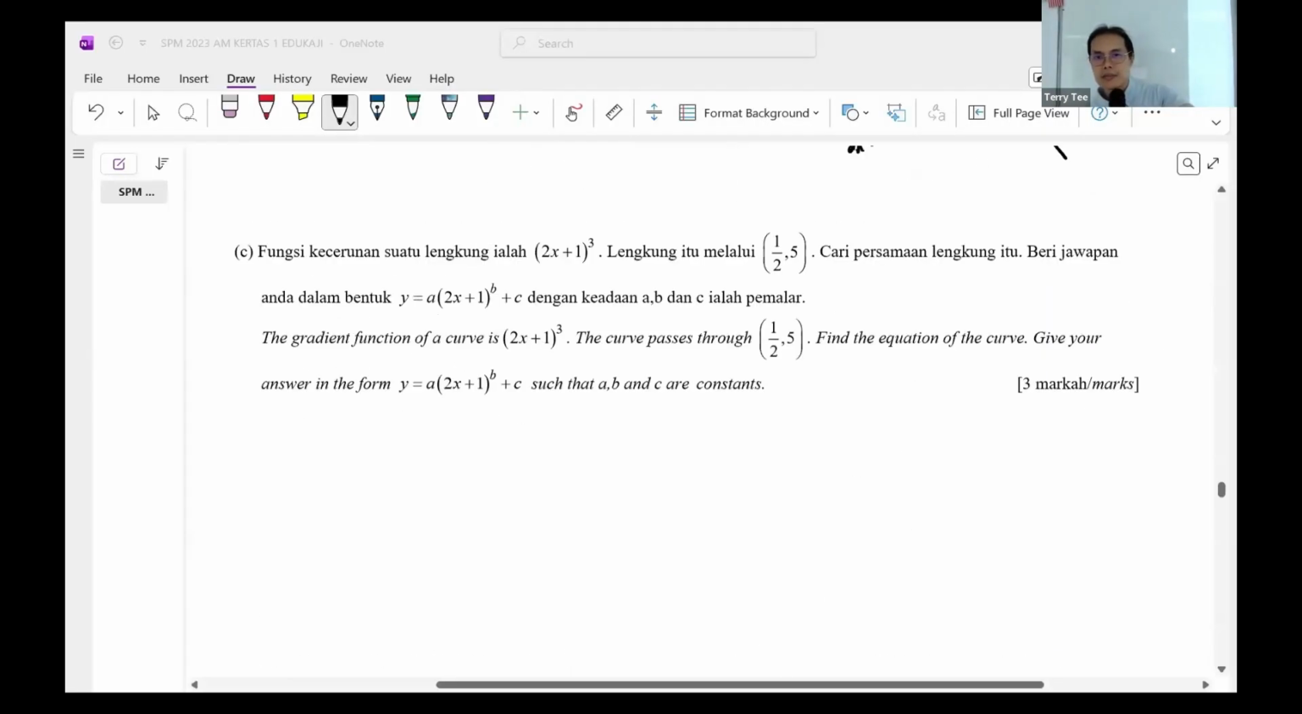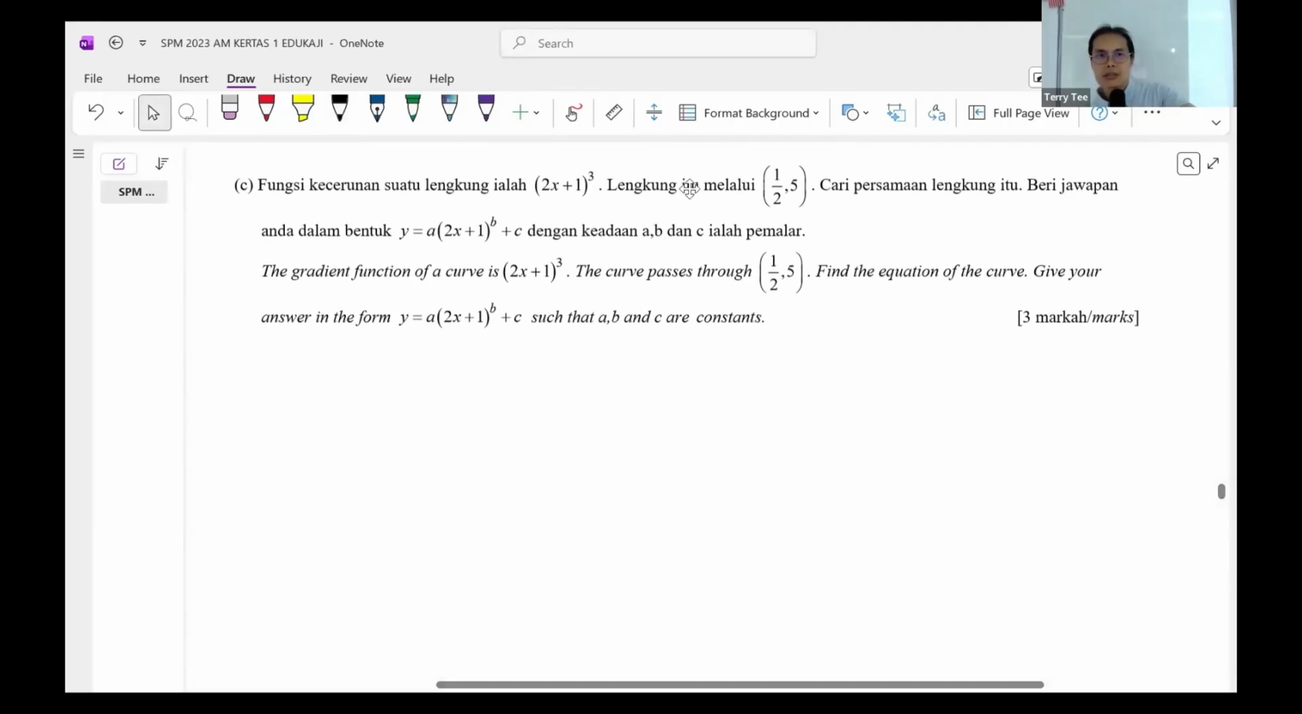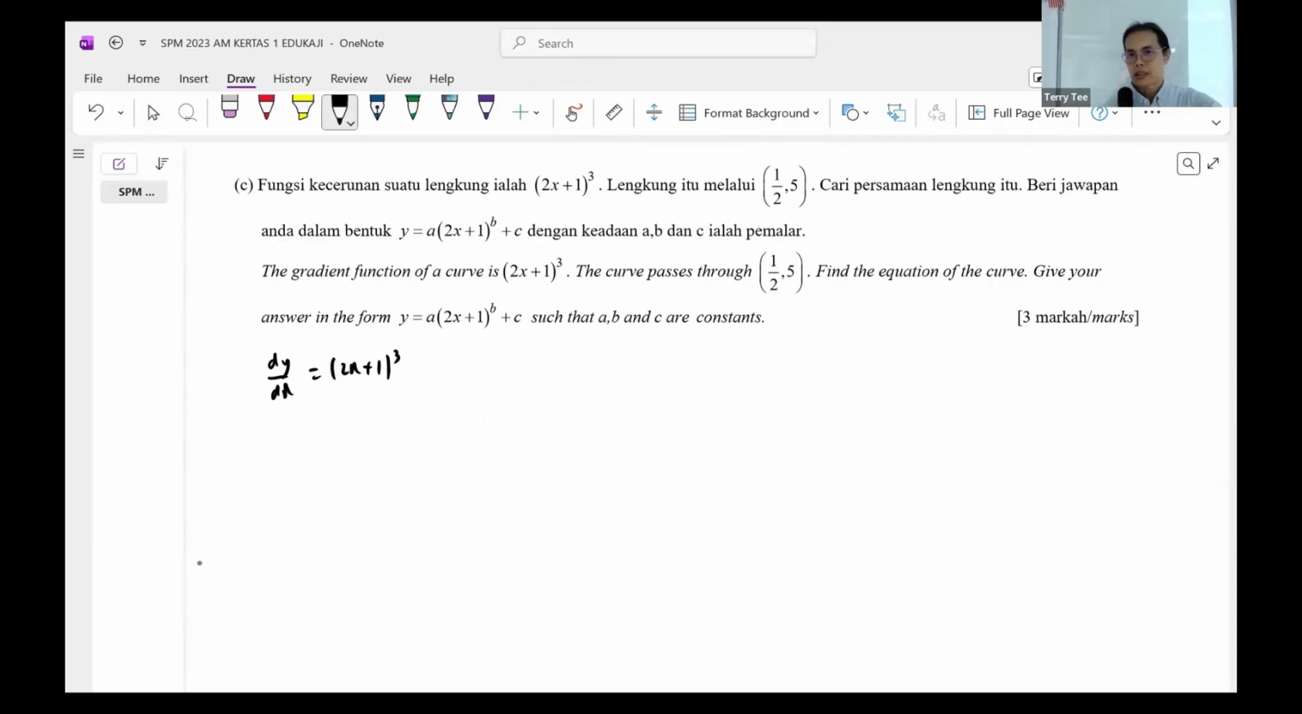Let's continue with part C. This one is integration. Now here they give us the gradient function of a curve. Gradient function is dy/dx. So we let our dy/dx equal (2x plus 1) power 3. The curve passes through this point. Find the equation of the curve, arranging your answer in this form.